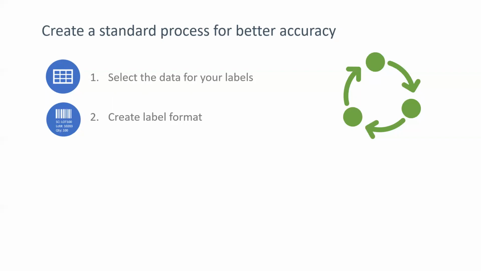Today, you can create 2D barcodes that contain multiple pieces of data or information such as your stock code, your lot number, and your quantity. This simplifies and expedites the scanning process because they're all in one single barcode. The warehouse operator can then capture all three pieces of that information in a single scan versus scanning multiple times.